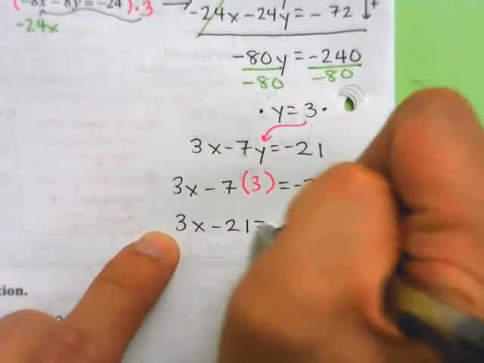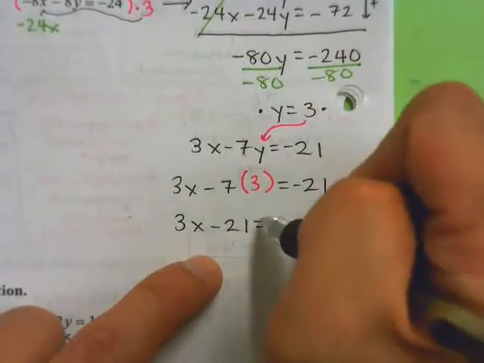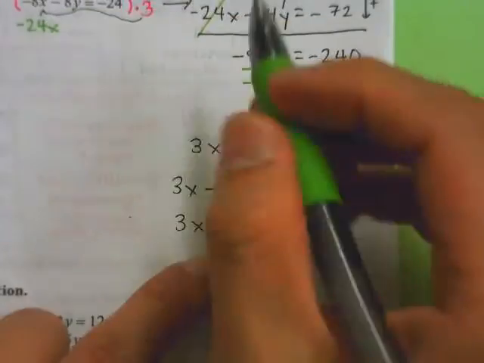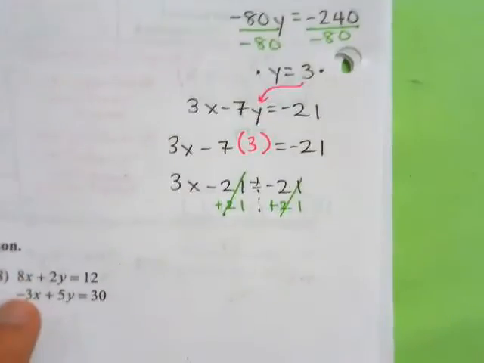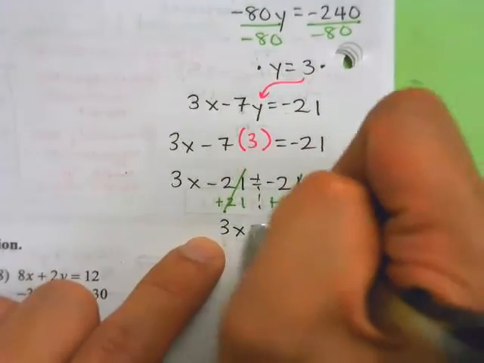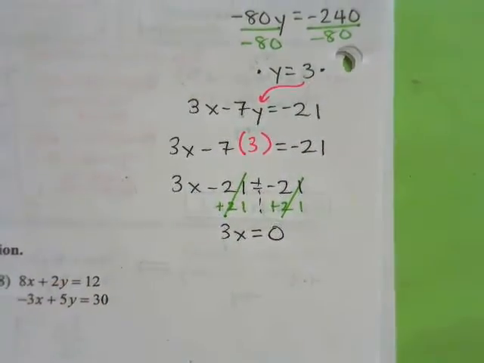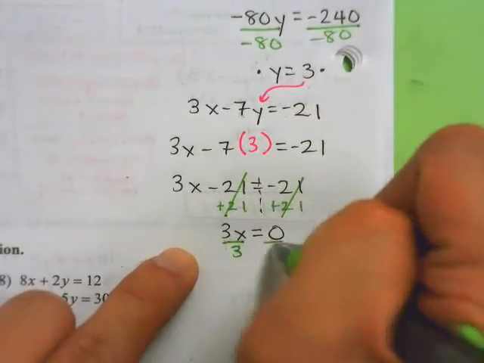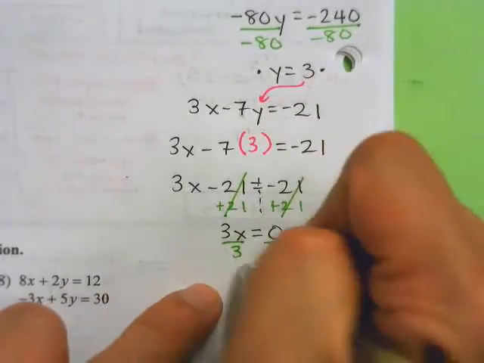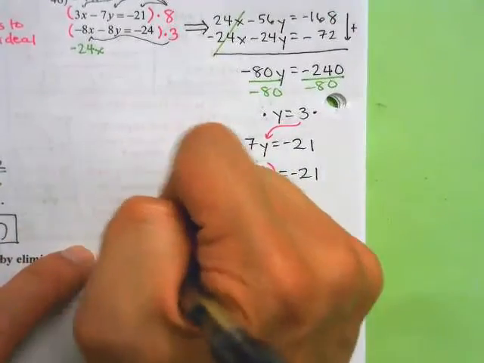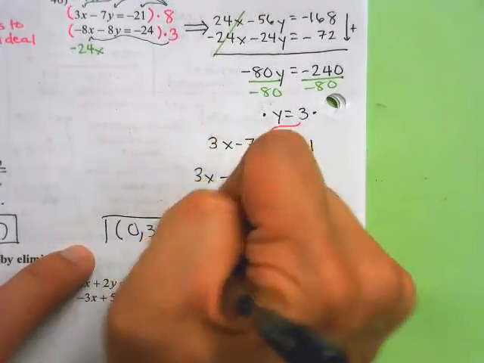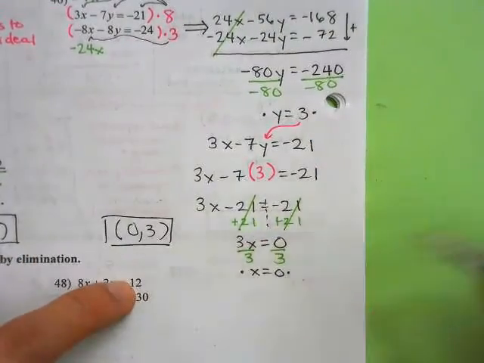3x minus 21 is equal to negative 21. Oh yeah, this can happen too. You're going to add 21 on both sides. It's fine. Again, be careful one more time. Some students are going to stop over here and say, okay, it equals 0, no solution. But what is your last step over here? Divide by 3. So we actually do have a solution. X equals 0. Okay, so (0, 3) is for number 46.